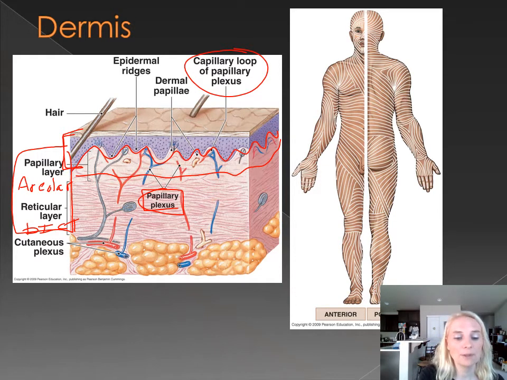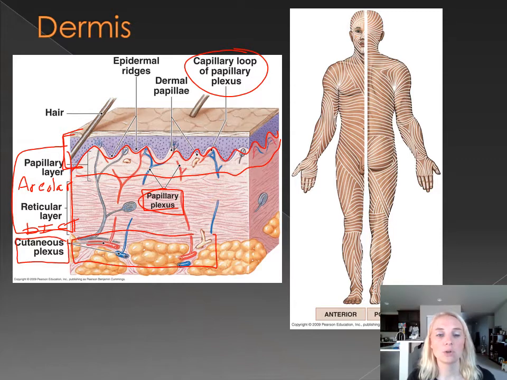And then we have the larger vessels that those smaller vessels are branching off of, called the cutaneous plexus. That sits just at the base, or kind of the boundary, between the reticular layer and the subcutaneous fat. So we've got these larger vessels with the smaller ones kind of branching off, heading up towards the papillary plexus. And this is the blood supply to your skin.